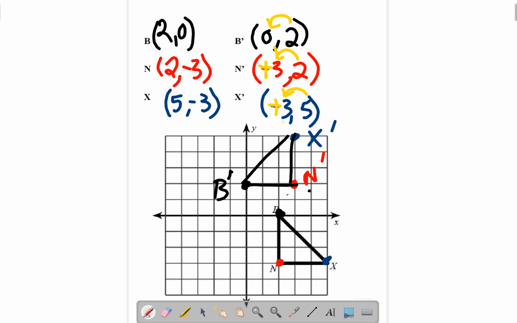Once again, it's hard to see if this worked or not, so we're going to draw connectors from the origin. I'm going to go to N, so from the origin to this N, from the origin to that N, we have a 90 degrees, and we went counterclockwise.